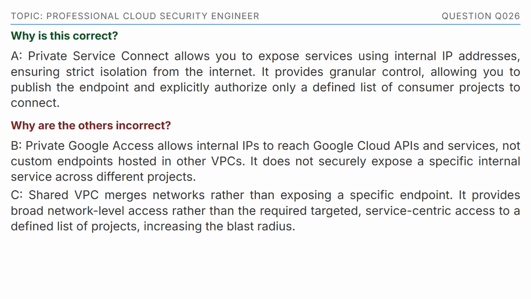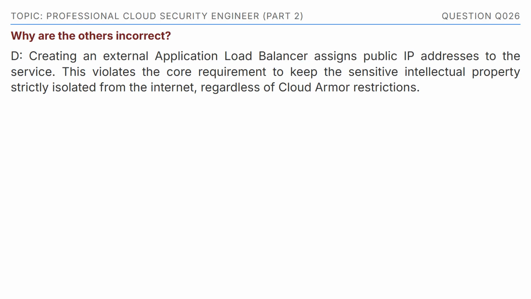C. Shared VPC merges networks rather than exposing a specific endpoint. It provides broad network-level access rather than the required targeted, service-centric access to a defined list of projects, increasing the blast radius. D. Creating an external application load balancer assigns public IP addresses to the service. This violates the core requirement to keep the sensitive intellectual property strictly isolated from the internet, regardless of Cloud Armor restrictions.